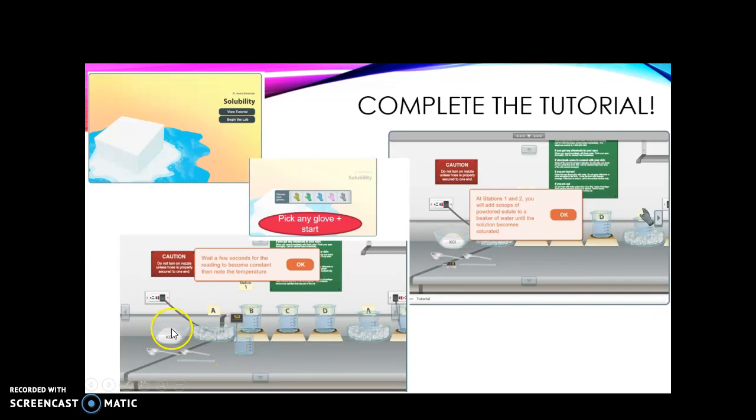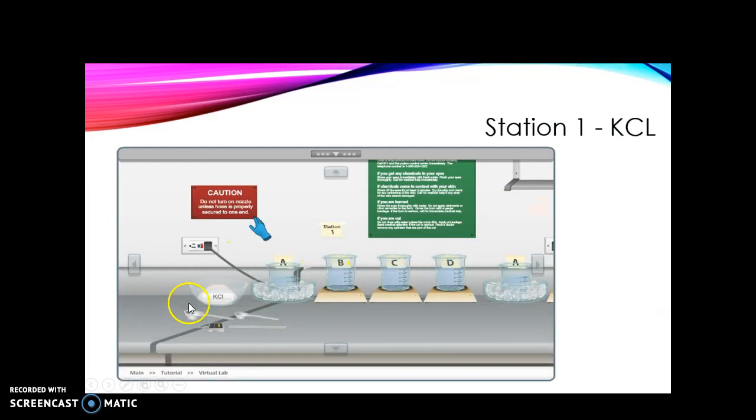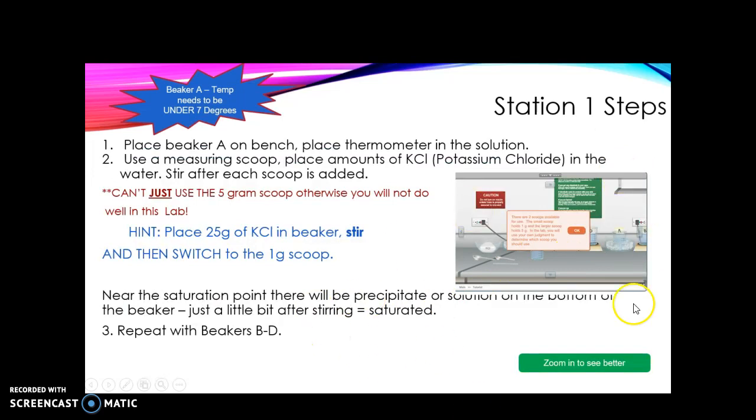Basically, we're going to be taking a solute and putting it in a solvent using these different scoops. And I'm going to give you some instructions that you can follow right here. So I recommend that you have the instructions open because I have hints. Okay, so what we're going to do is place one of the beakers on the bench. We're going to take it off the hot plate. And then we're going to put a thermometer in it. And then we're going to scoop some of this potassium chloride, the KCl, into the water.